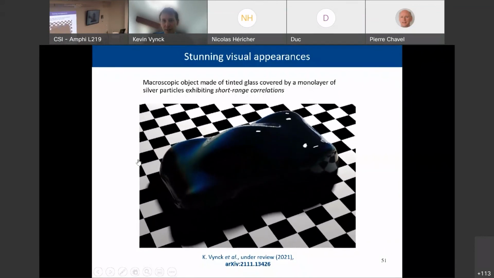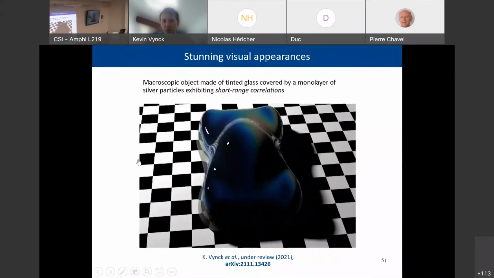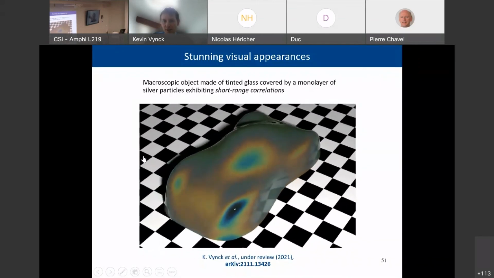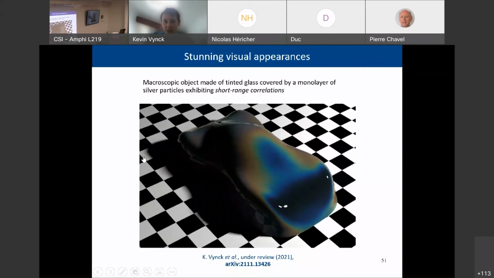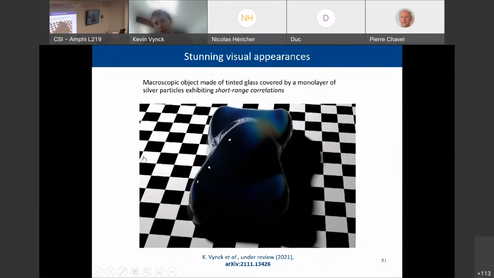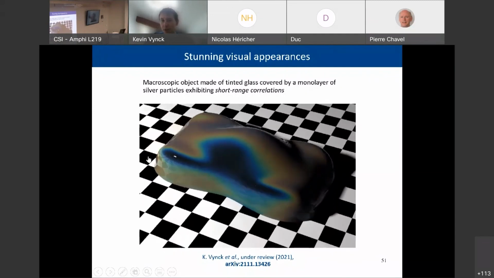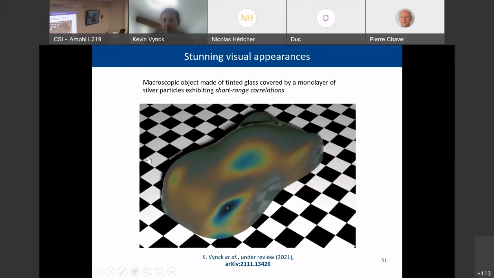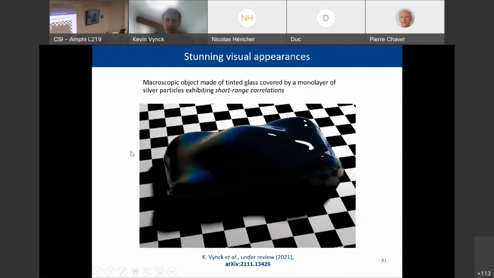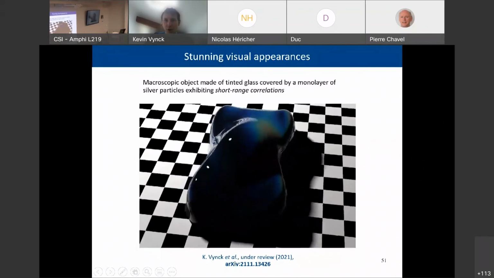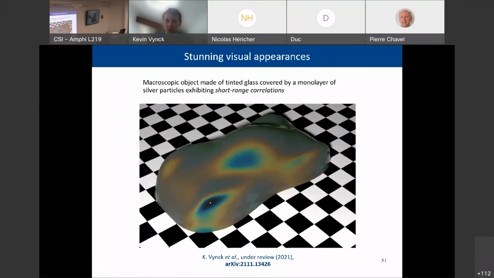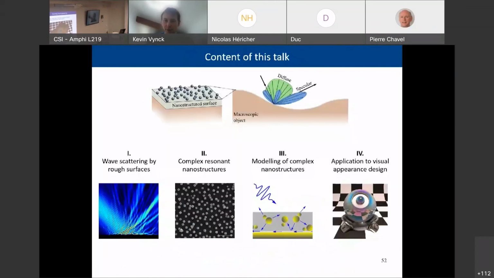But you can see here that the appearance of the object depends very much on the viewing angle, and this creates this optical appearance that is not common at all. It's quite unexpected. When you are behind, the object becomes completely dark, while it's very bright and colorful when you are just in front of the object. And we think that this is not a visual effect that has been observed so far, and that is very specific of these complex nanostructured surfaces.